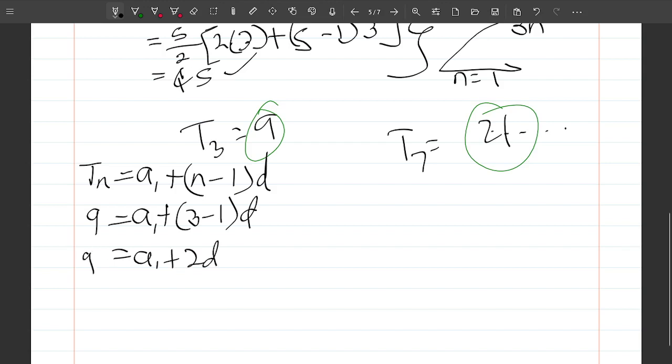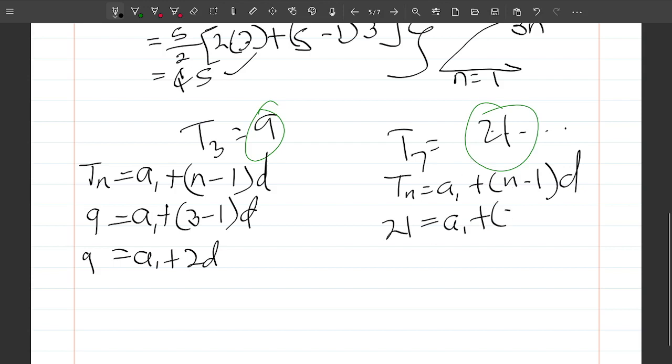So 9 is equal to 2d. And then I'm going to make the same substitution for this one. So we still know that Tn is equal to a1 plus (n minus 1)d. I'm going to make the substitution again. So Tn is going to be 21, and then a1 is unknown, plus n, this is the seventh term, 7 minus 1, and then the d is still unknown.